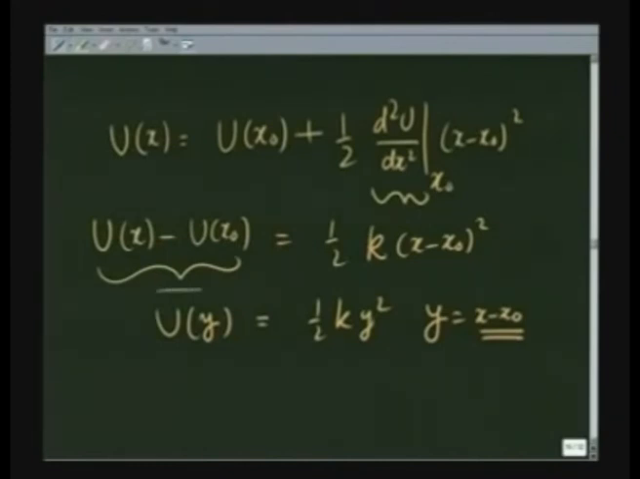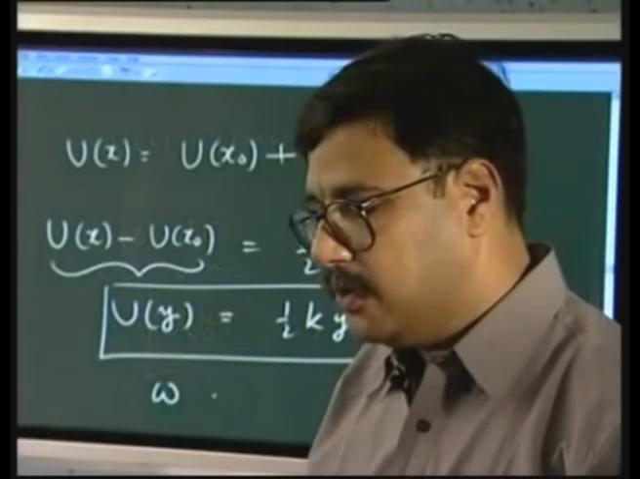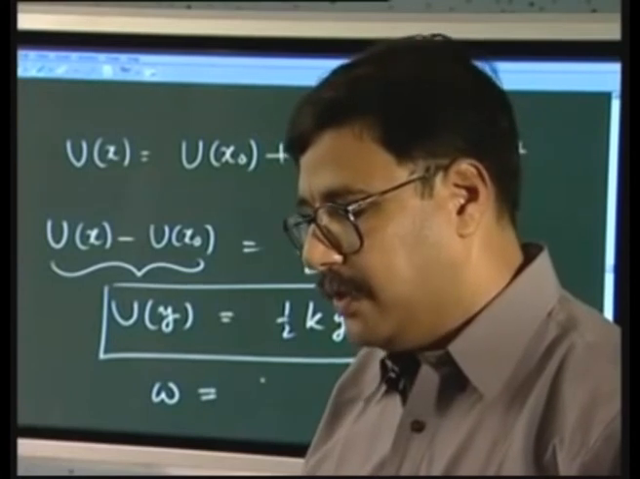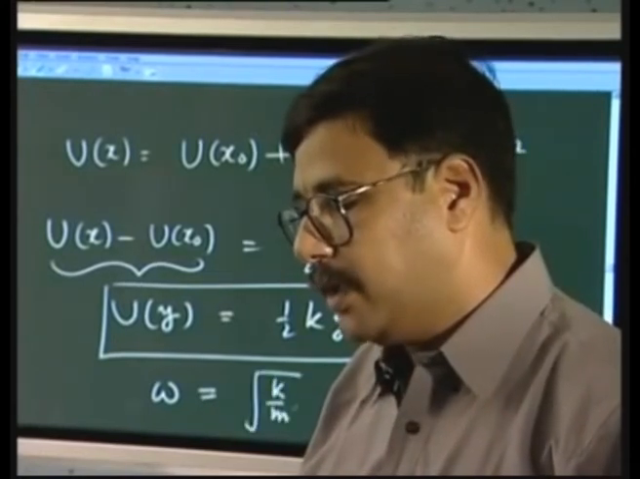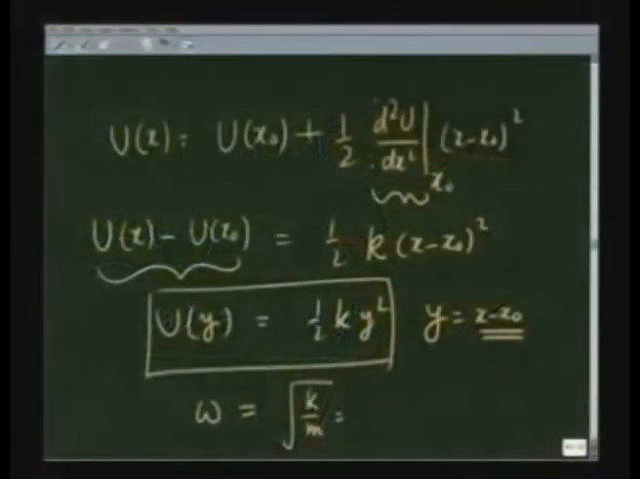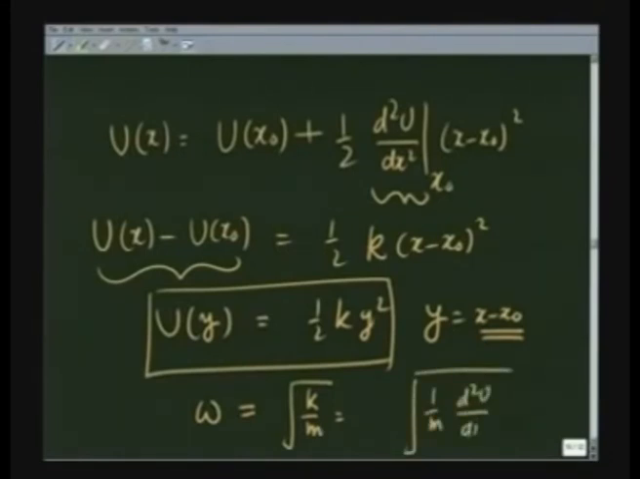You can see that the potential energy changes like a spring, and therefore any particle displaced from here would execute simple harmonic motion with the characteristic frequency square root of k over m, where k is given by the second derivative of the potential energy, and this is going to be the square root of 1 over m times d²u/dx² at x0.